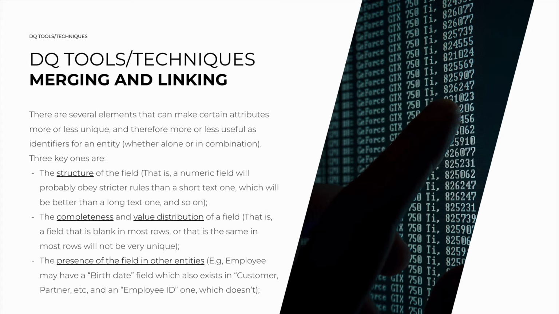So it's not that unique, but the employee ID field only exists in the employee entity, naturally, so that's a better field. It exists in fewer entities. Naturally, none of these are absolute criteria. Just because a number has stricter rules doesn't mean it's always better than a string. Just because a value is always filled doesn't mean that it's a better candidate. These are just general indicators, and you have to think about it case by case.